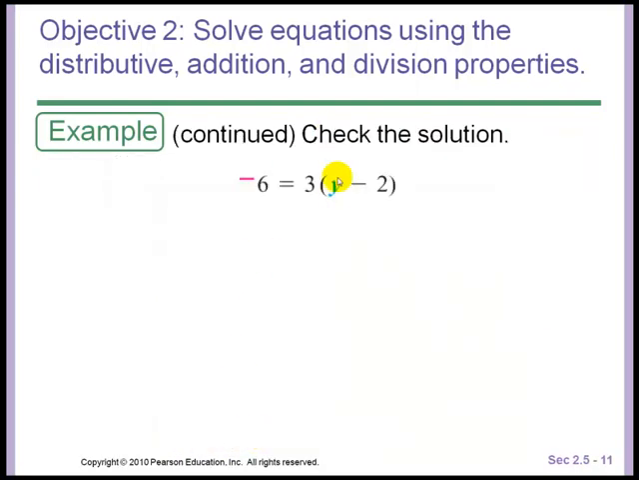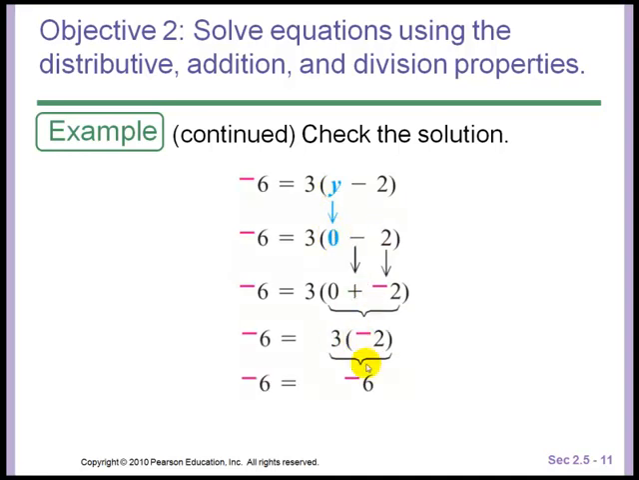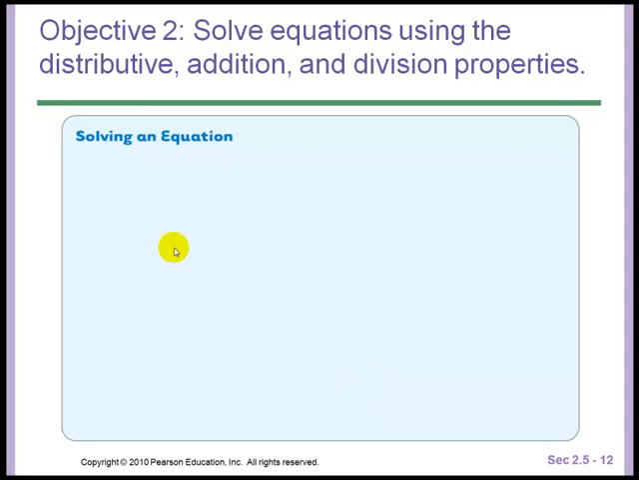We can check that by replacing y with 0. 0 minus 2, 0 plus negative 2 is just negative 2. 3 times negative 2 is negative 6, and so it is correct. Notice the solution is 0, not negative 6. That's just your check. So here are the formal steps for solving an equation.